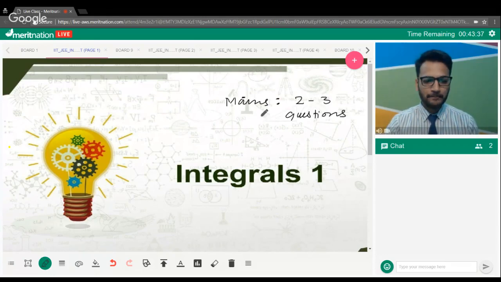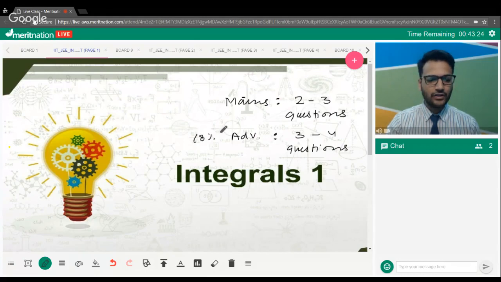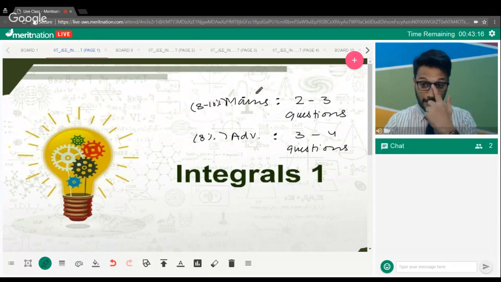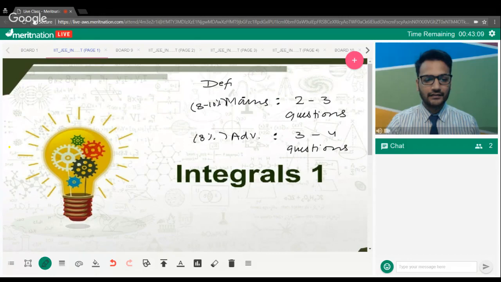So this is what the story is in Mains. If I talk about JEE Advanced, you can still expect 3 to 4 questions from here. So basically, this consists of around 8 to 10% of the paper, and this turns out to be around 8 to 10% again in JEE Mains. So this involves the definite as well as the indefinite.